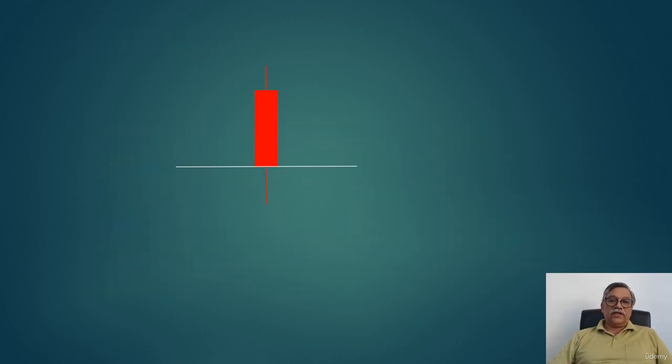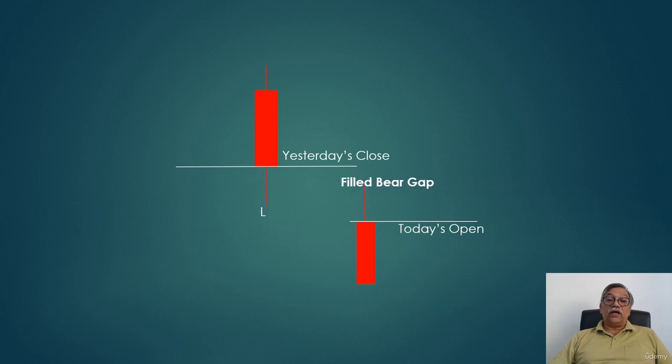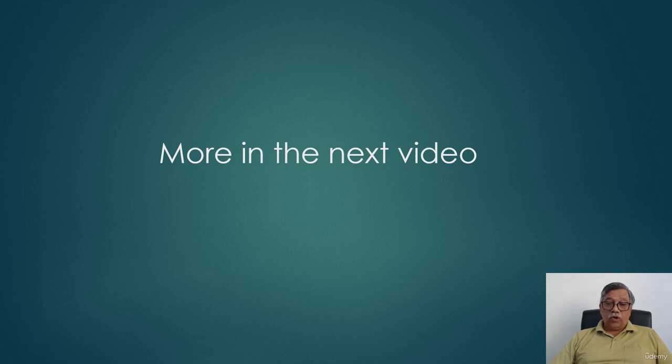Okay. So here is yesterday's candle, yesterday's low, yesterday's close. Today it opened lower, but in between sometimes it came up so that the two shadows, or even the body, overlap. Then it is a filled bear gap. Filled bear gap has no importance. But remember, in the remaining three videos, we are going to talk about what happens when it opens with a gap, up or down. What happens after a few days, we are not interested in. More in the next video.